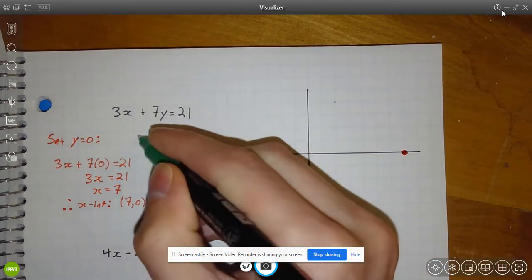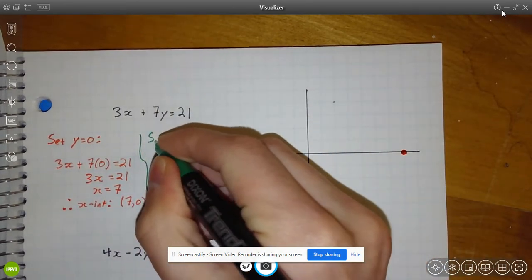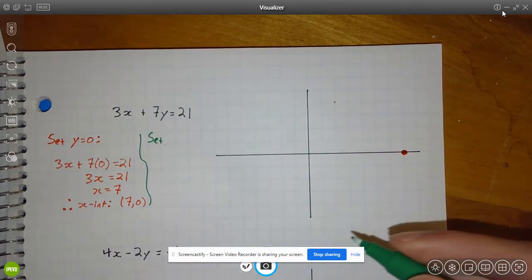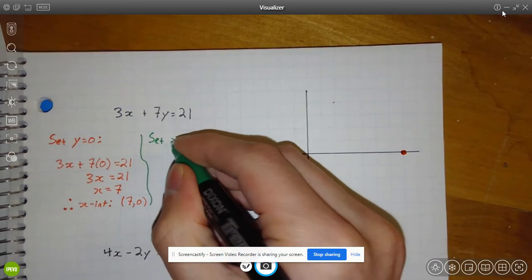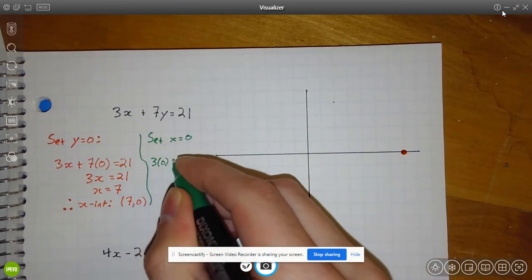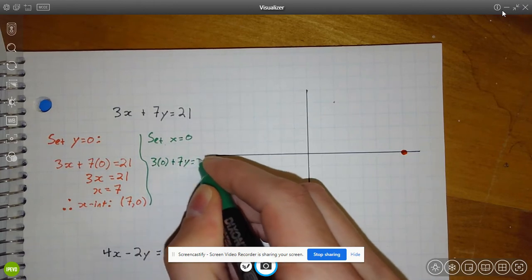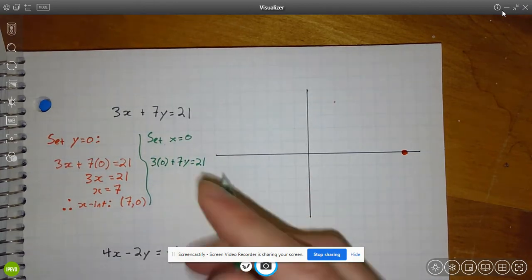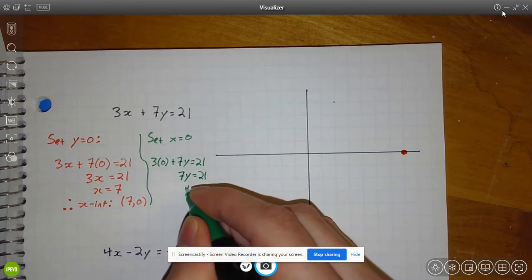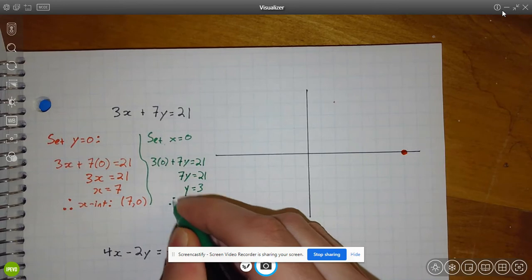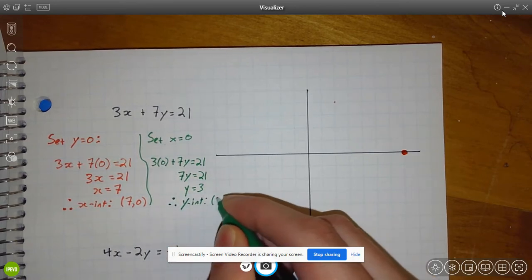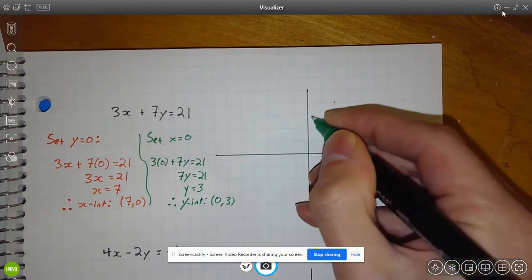And I can do the same thing. One thing that I know about the y-intercept is that no matter where it is on the y-axis, the x-coordinate is going to have to be 0. There's no horizontal distance. So I'm going to set x to 0, replacing x with 0, and now I can solve for y. 3 times 0 is just 0, so I'm left with 7y equals 21. y equals 3. So therefore my y-intercept is (0, 3), and I can again mark that point on the graph.